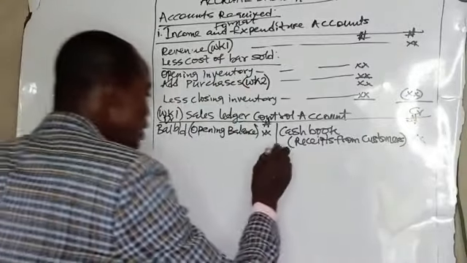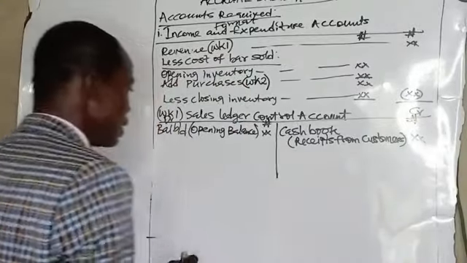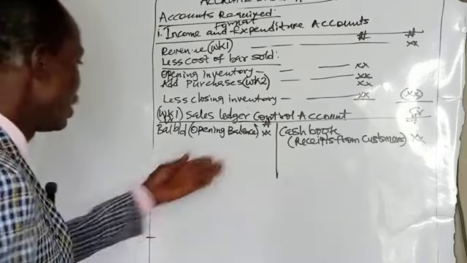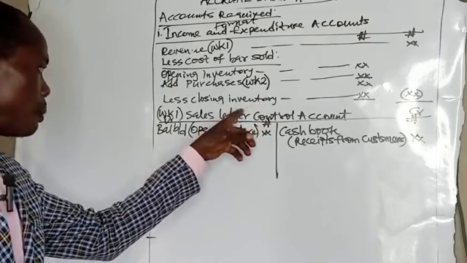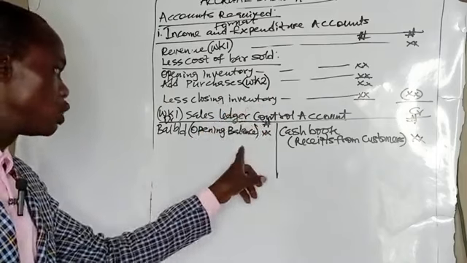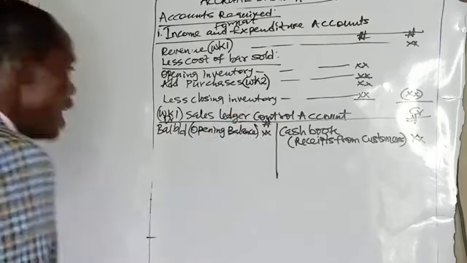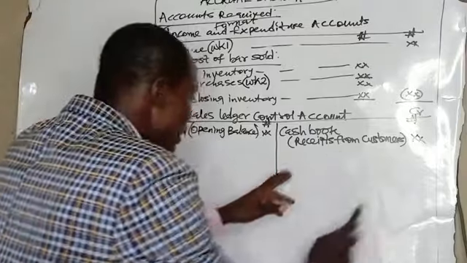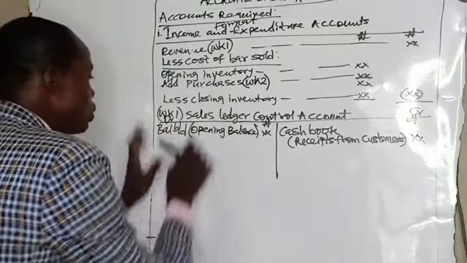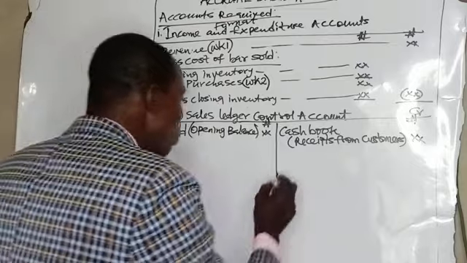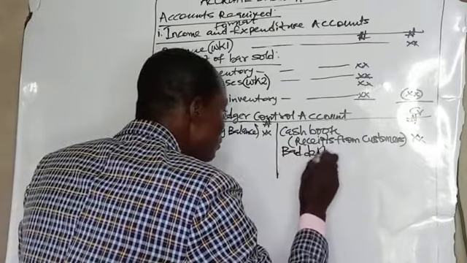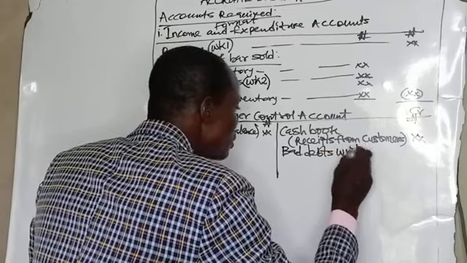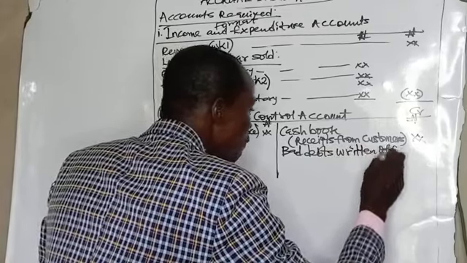Then the closing balance. In case you have bad debts, where there are bad debts, it will reduce the amount owed to customers. Amount owed by customers will reduce anytime you have bad debts. Anything that will reduce it will be credited. But those things that will increase it, you debit it. Still, bad debts will lead to reduction, so you credit it. Bad debts written off.